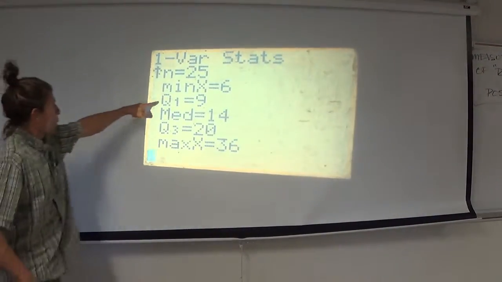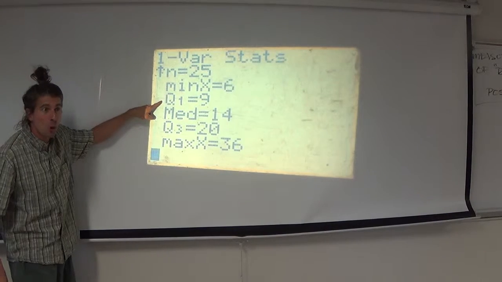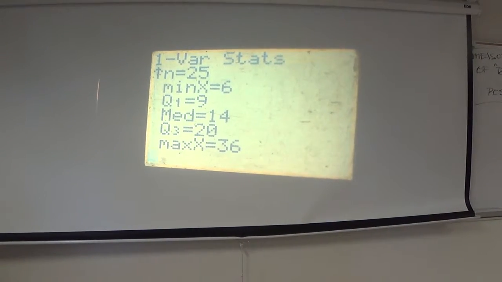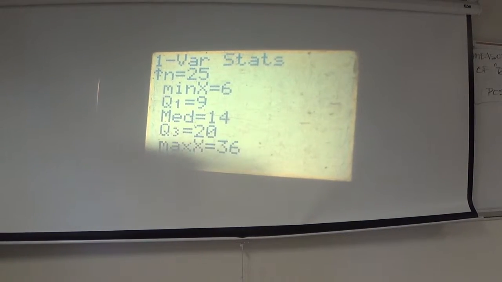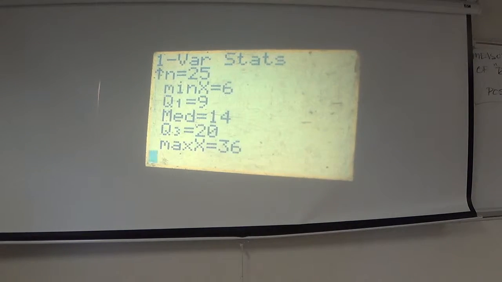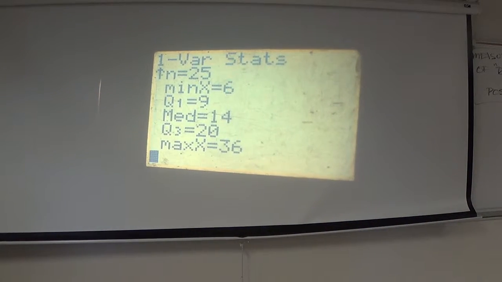Can anybody figure out what this is? Q1. I hear a vote for quartile. I love that. Rachel, oh Rachel, it's you. Quartile. I just heard a female voice. Quartile. Q1. So the first quartile?